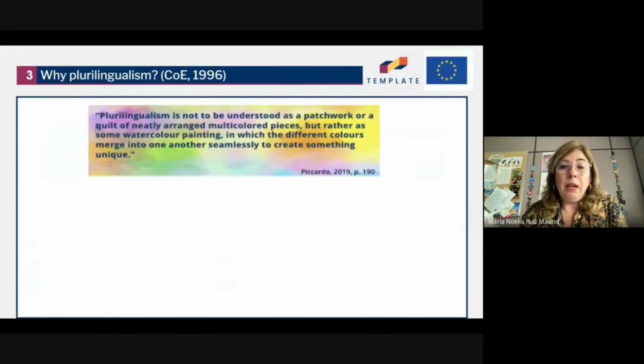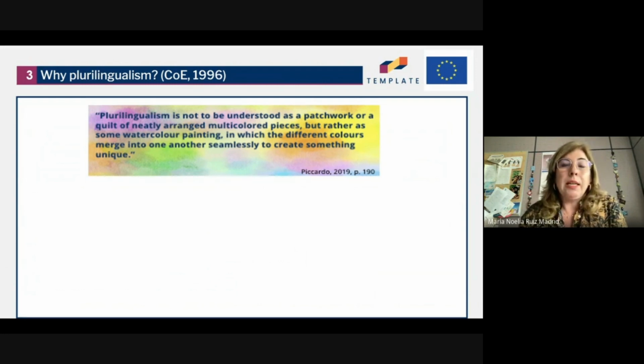I suppose you already talked about plurilingualism in the previous webinar, but we understood that if we're going to talk about CLIL, we have to go back to plurilingualism and the definition of plurilingualism. We like Piccardo's definition because it's quite metaphoric, but it reflects what plurilingual competence actually is or should be considered.